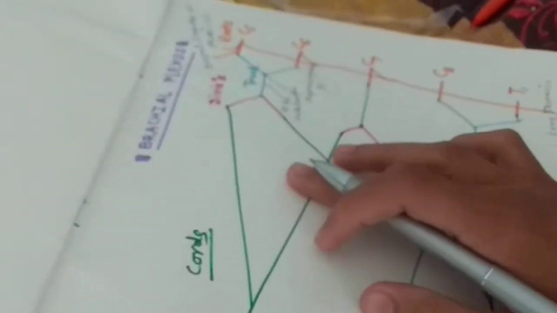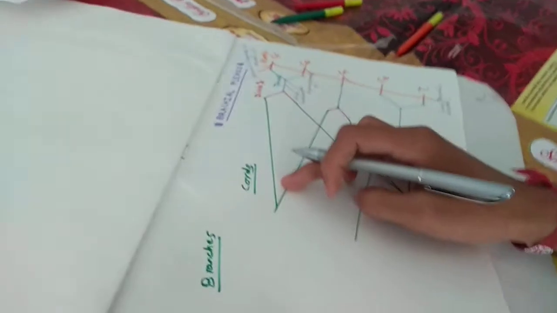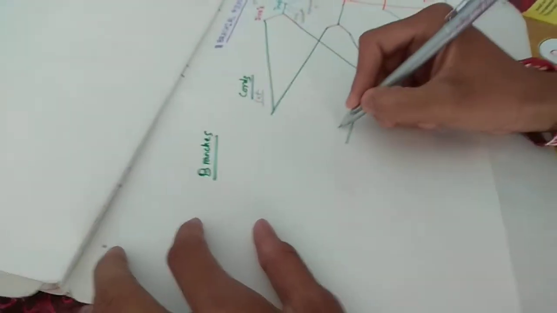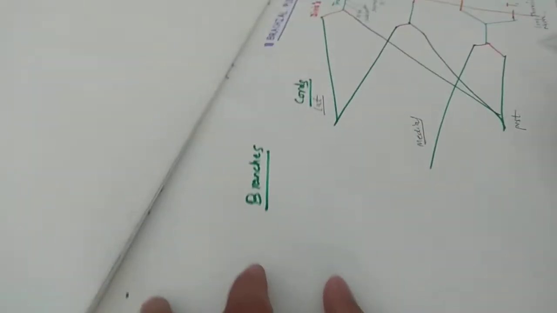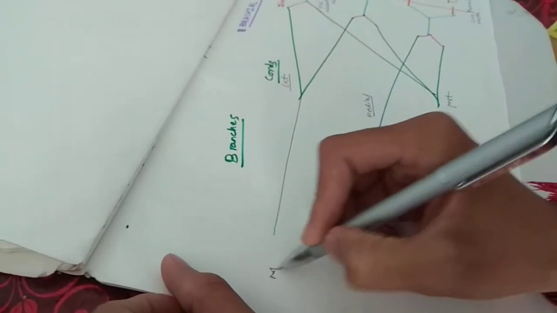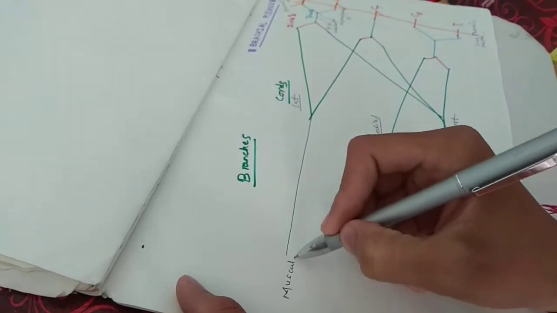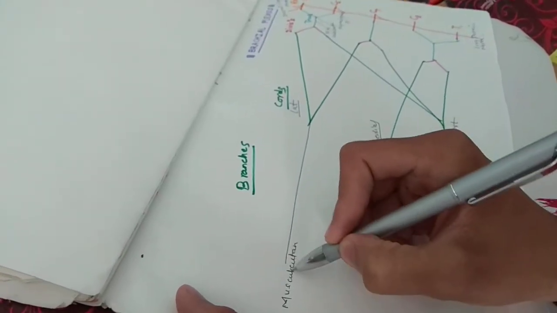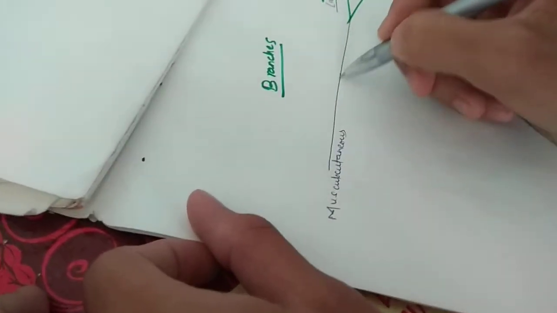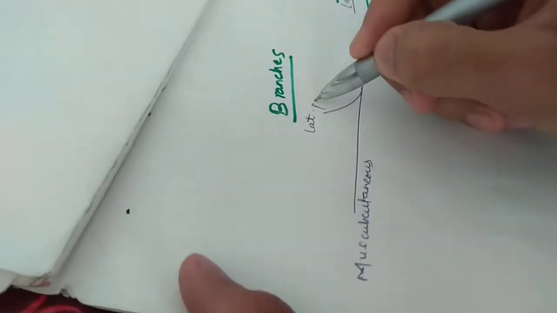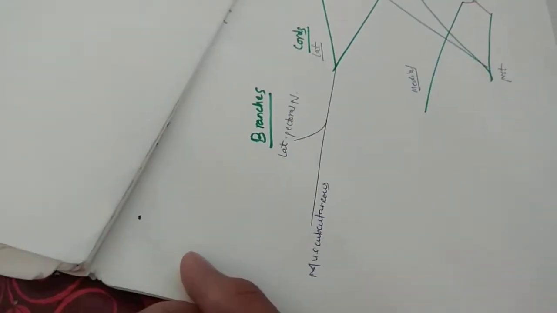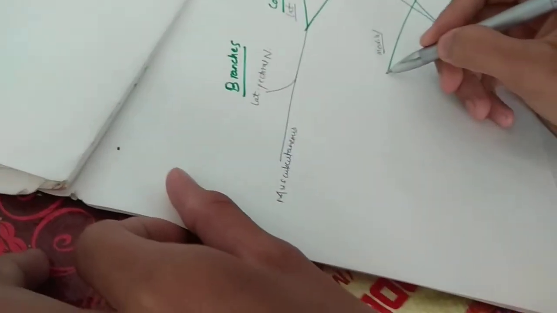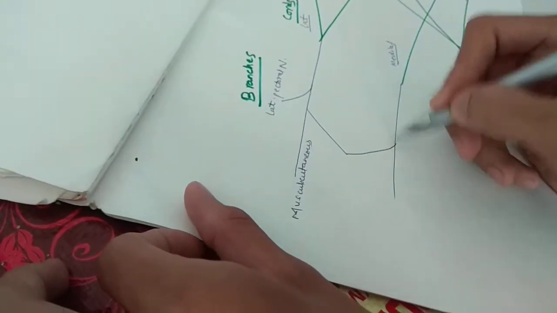Then we come to the cords. The upper one is the lateral cord, then the medial cord and the posterior cord. Now we use the pen. Lateral cord continues as musculocutaneous nerve. It gives one branch, that is the lateral pectoral nerve, and it combines with the medial cord to form the median nerve.